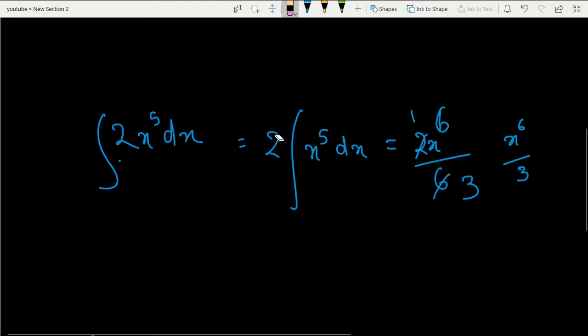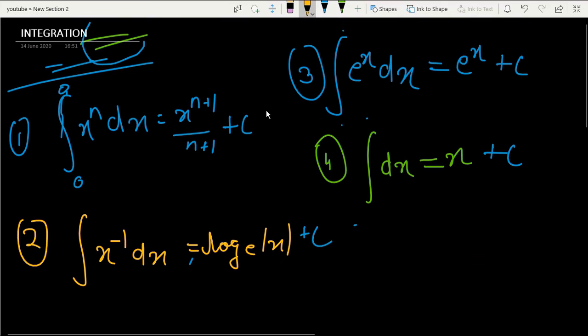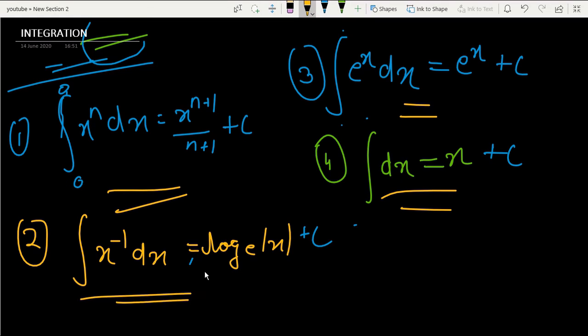If there's a constant term outside like pi, e, or anything, then you just have to take it outside and integrate the inner part as usual. You can click screenshots of these formulas. These are actually the most important formulas in integration. So please click photographs or screenshots or make notes of it. And remember one thing, never forget the C while answering the questions.